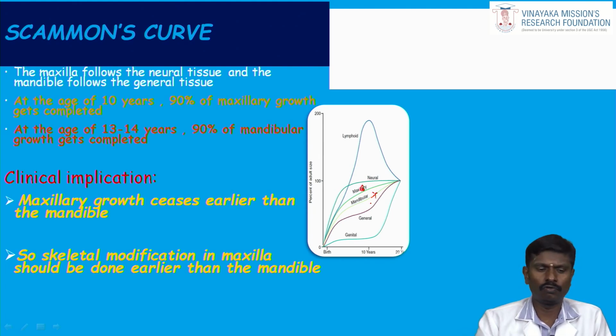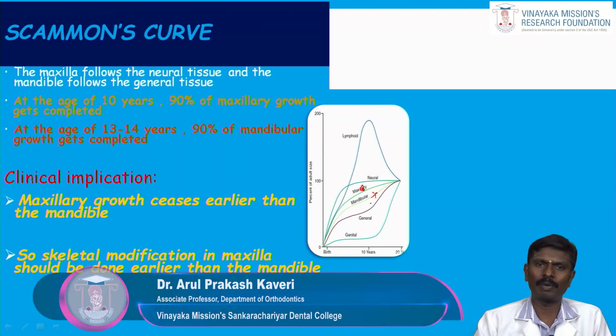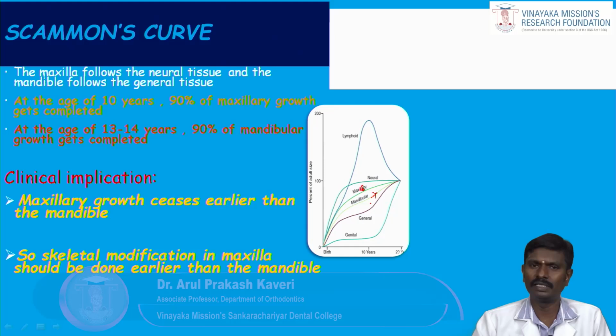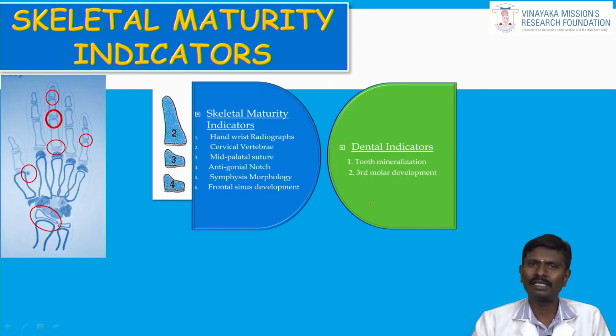It means for 13 to 14 years. So what is the main clinical implication here? The maxilla growth ceases very early when compared to the mandible. So skeletal modification in the maxilla should be done very early. So how to know whether skeletal growth is there or not?